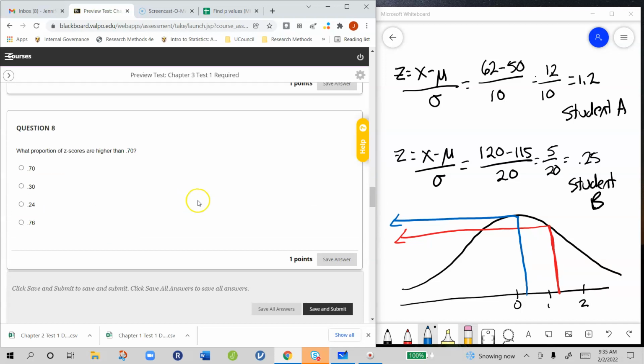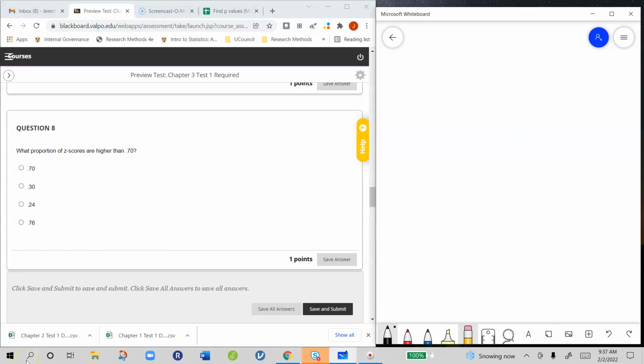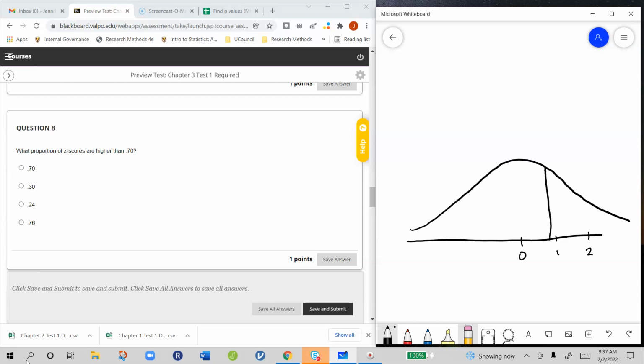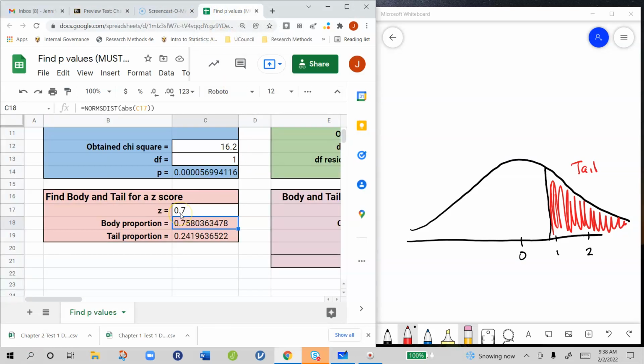All right, the next questions have to do with proportions of z-scores, and that's going to be using the calculator or a z-table. Okay, so in this example, we're looking at a z of 0.7. So I draw a normal distribution with a mean of 0 and a standard deviation of 1, and I locate 0.7, and I want to know what proportion of z-scores are higher than 0.7. So I'd be looking at everything higher than 0.7, and so in this case I would be looking for the tail of the distribution.